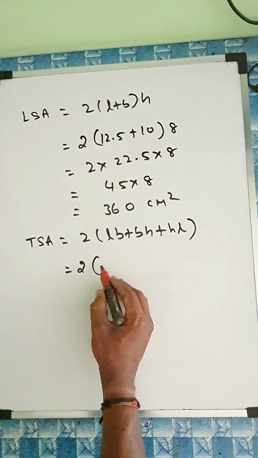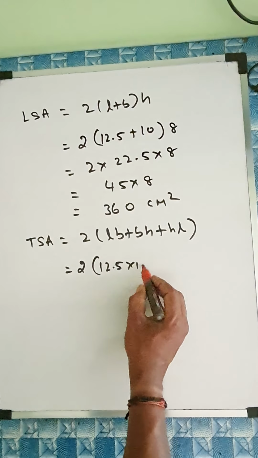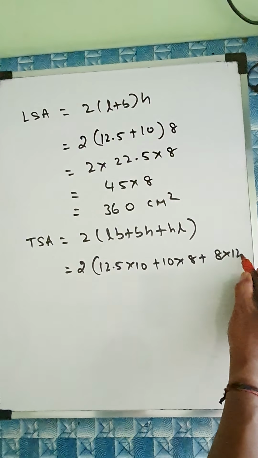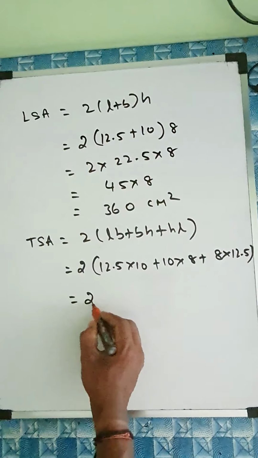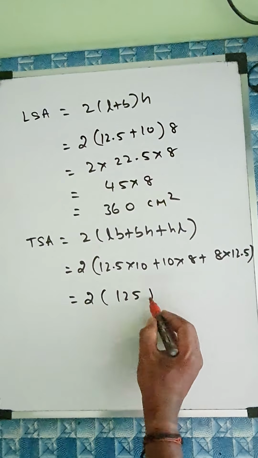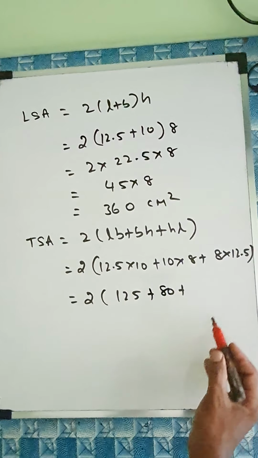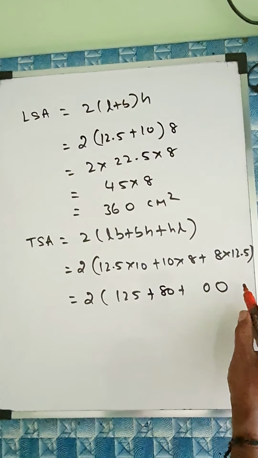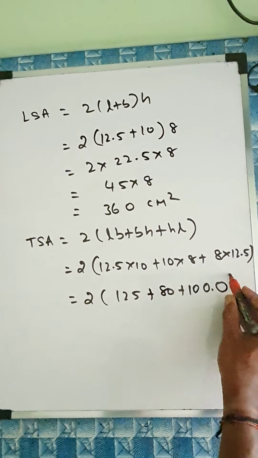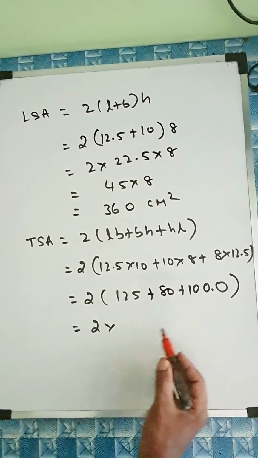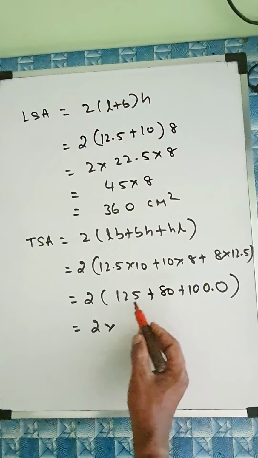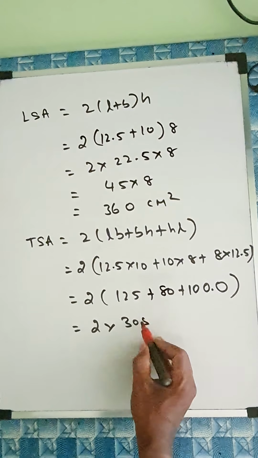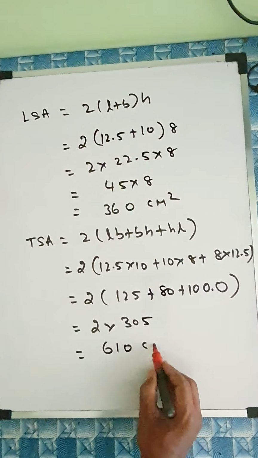Again TSA, 2 bracket LB plus BH plus HL. So 2 bracket length is 12.5 into 10, again 10 into 8 plus 8 into 12.5. Okay, so 12.5 into 10 is 125. This is 80. Okay, and 8 into 12.5 is 100. So it will be 2 into, 125 plus 80 plus 100 is 305. So if you multiply by 2, 610 centimeters square.